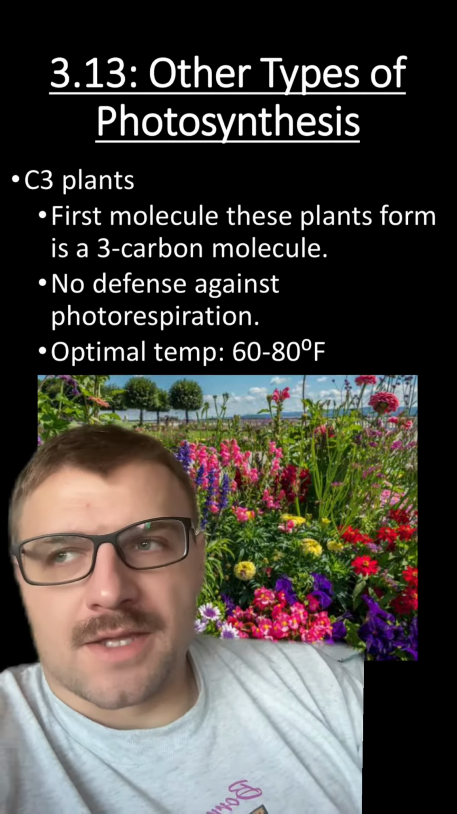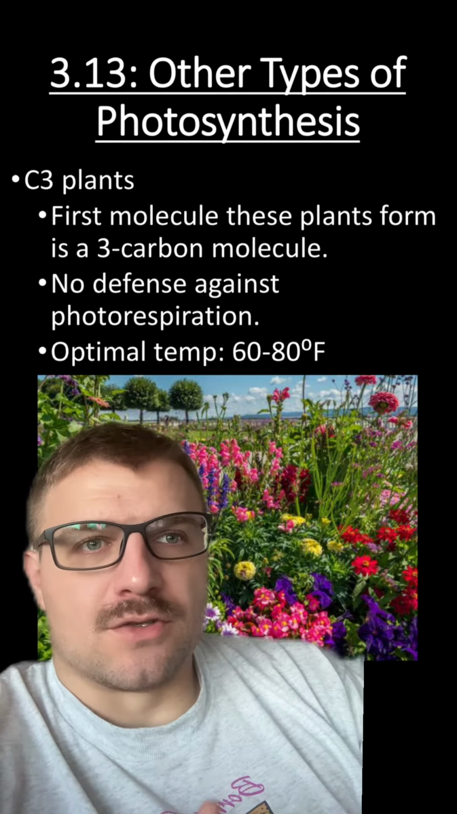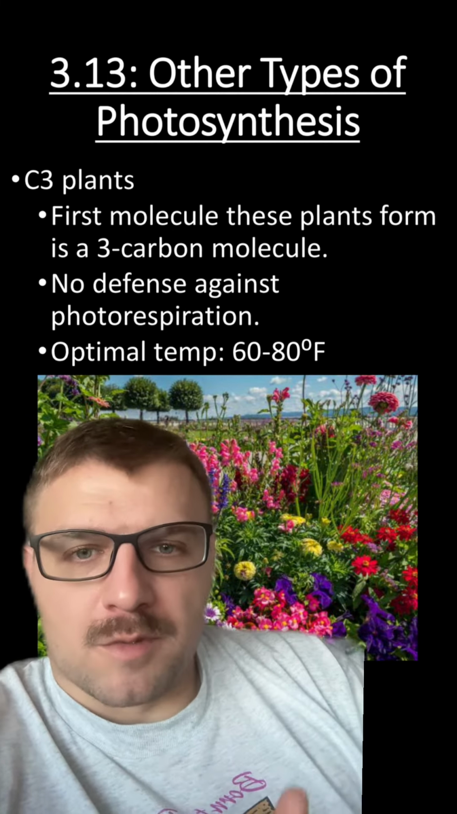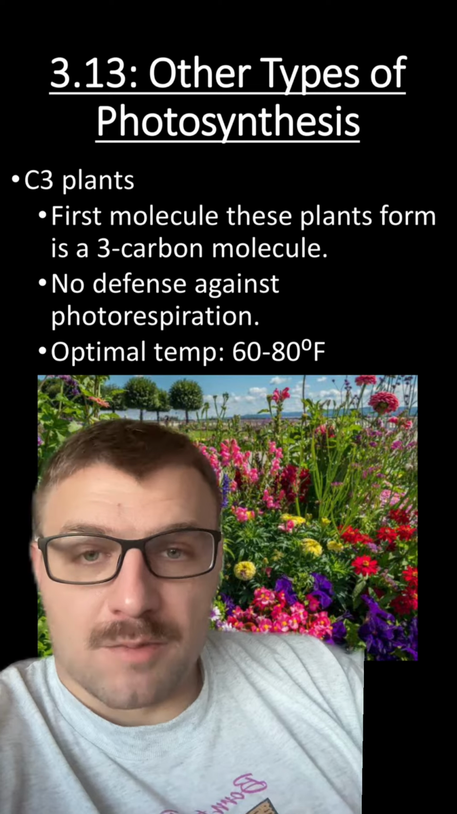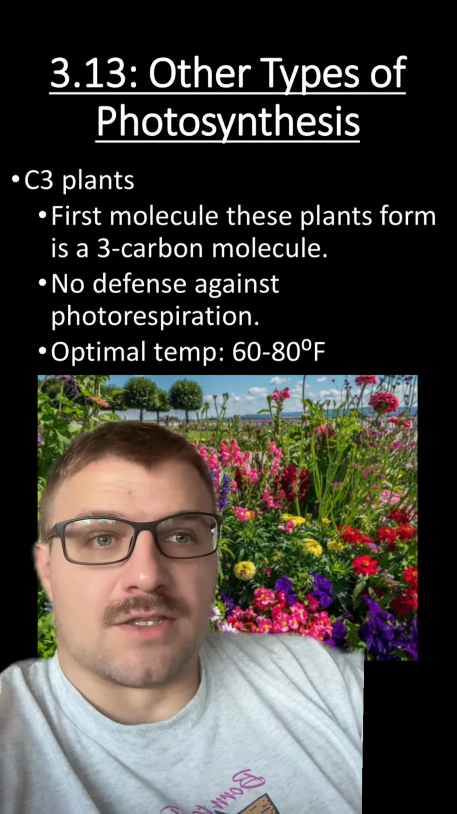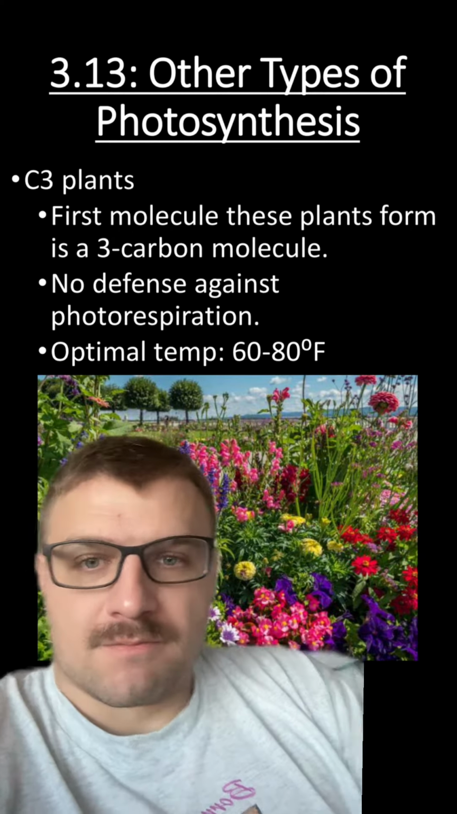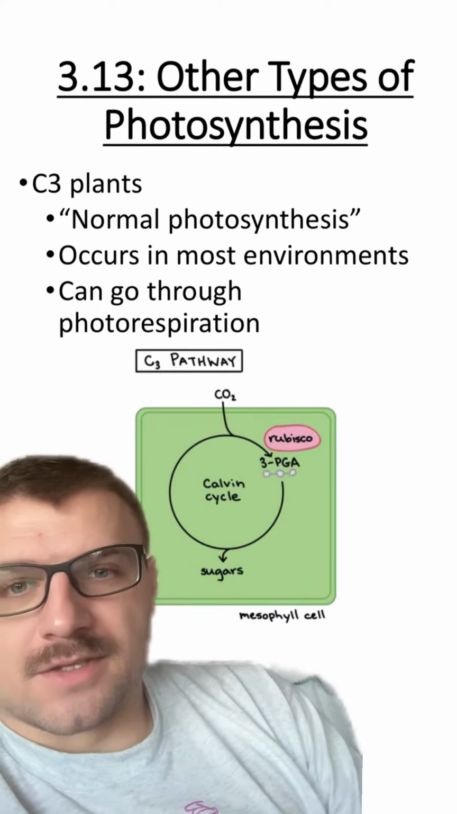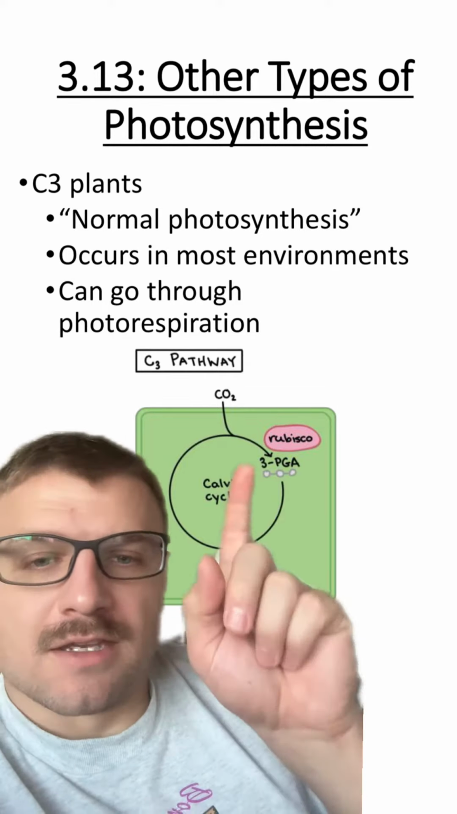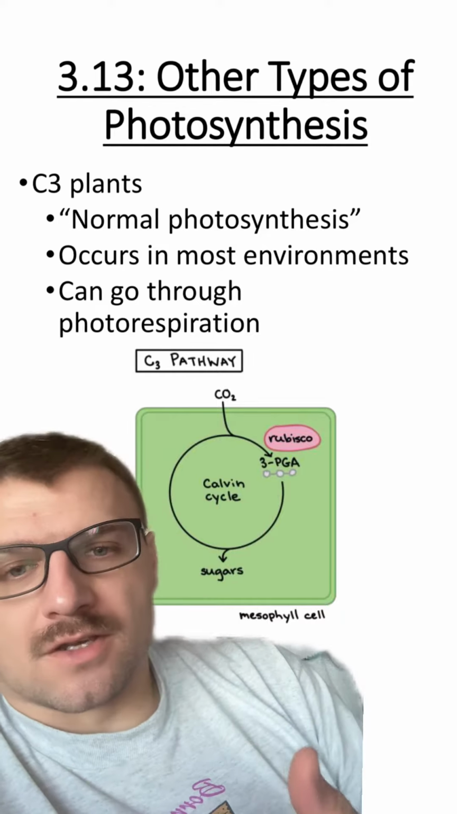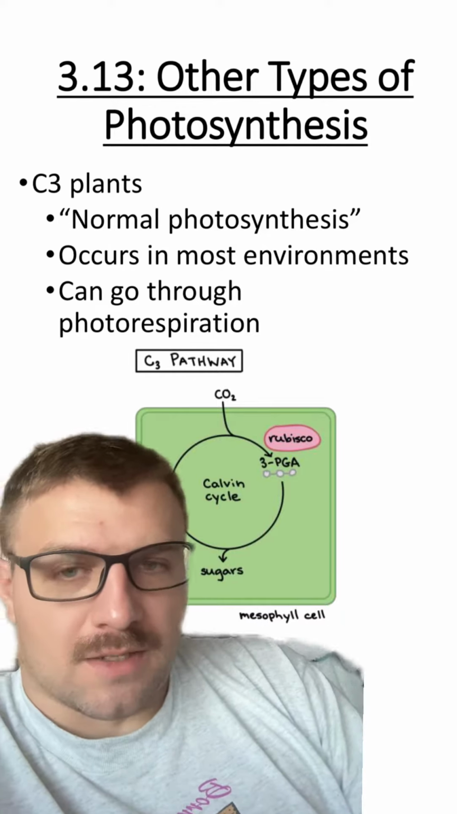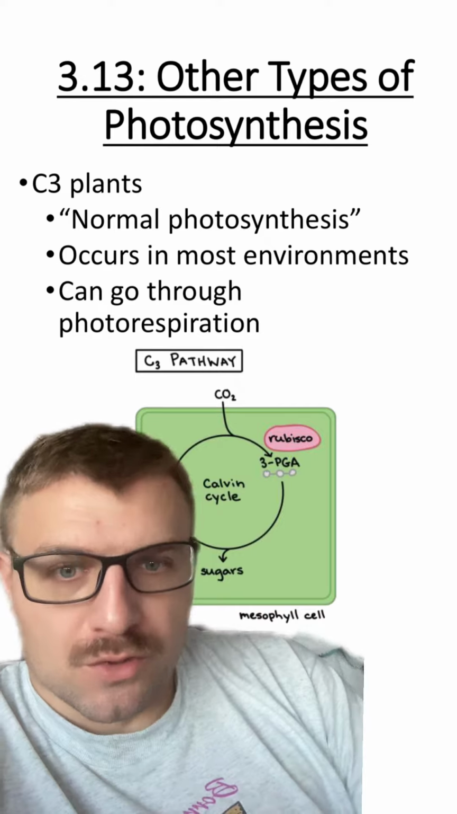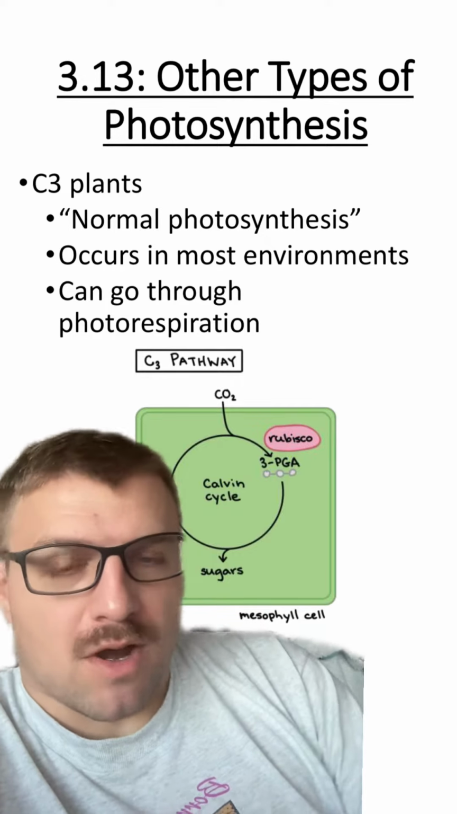First of all, C3 plants are your typical plant that's going to form the 3-carbon molecule when the 6-carbon molecule forms and breaks down into 2 of the 3 PGAs. And they do not have any defense against photorespiration. As you can see here, that 3 PGA is formed after Rubisco fixes carbon dioxide to RuBP. So again, these can go through photorespiration, so they can have that problem.